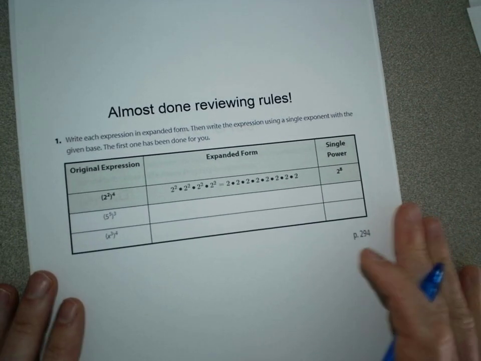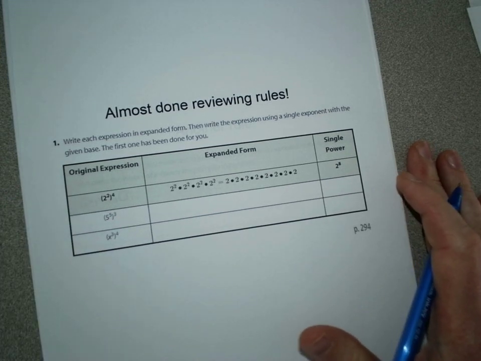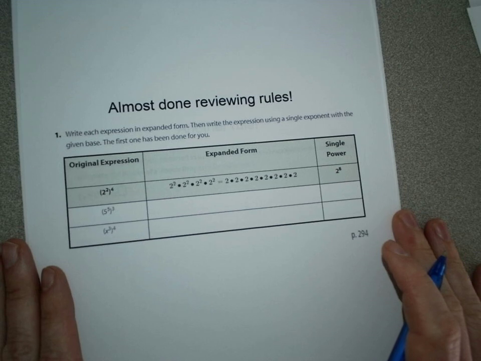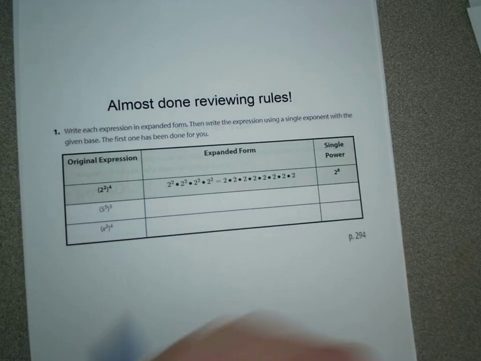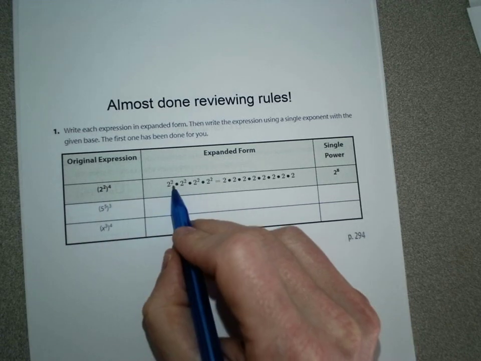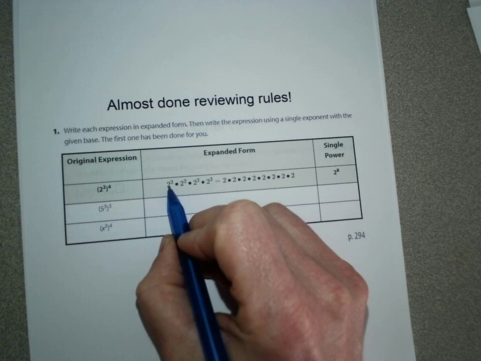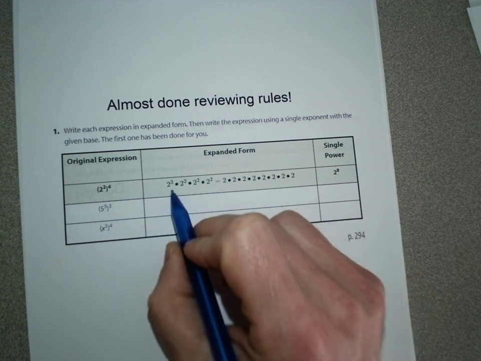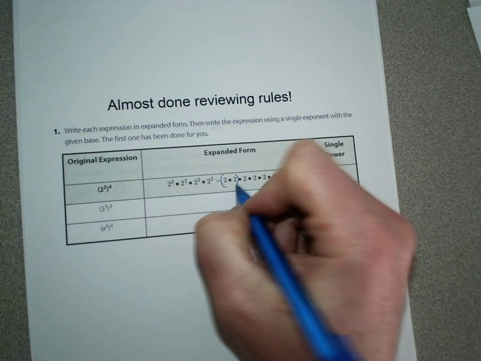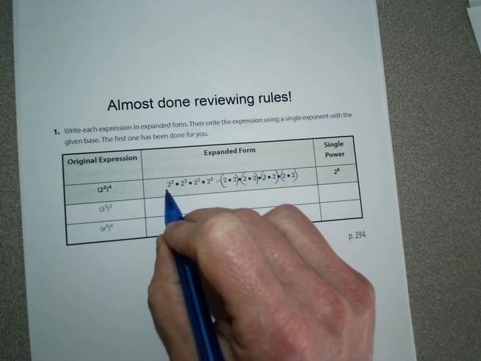This is one of the things that happens that causes confusion with another rule. So be very careful when you're learning this rule. Go to page 294. And we have 2 squared to the 4th power. And when we say 2 squared to the 4th power, what we're saying is 2 squared 4 times. So you'll see that we wrote out 2 squared 4 different times. And 2 squared means 2 times 2. So this is 2 times 2 for the first 2 squared, 2 times 2 for the second 2 squared, 2 times 2, and 2 times 2. You'll see we have 4 sets of 2 times 2.